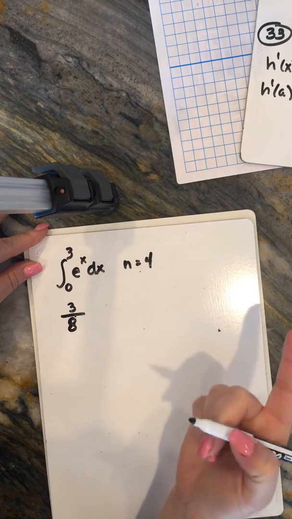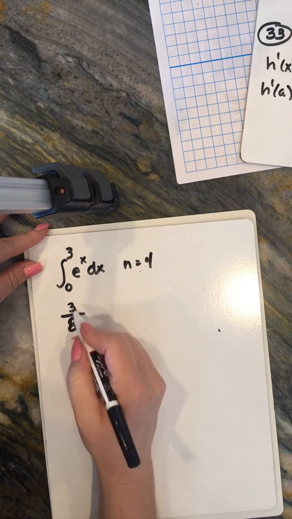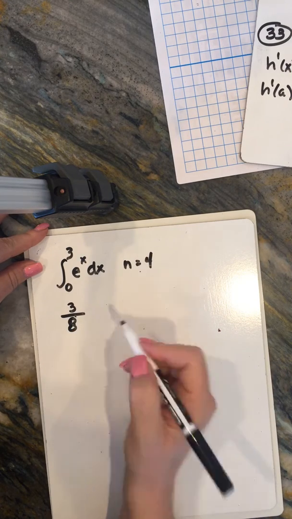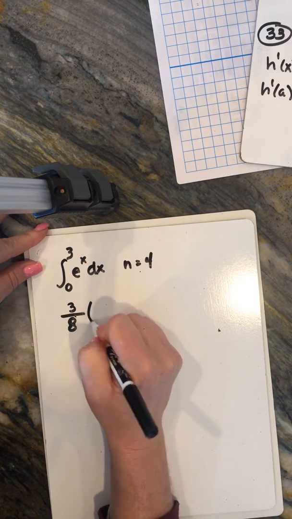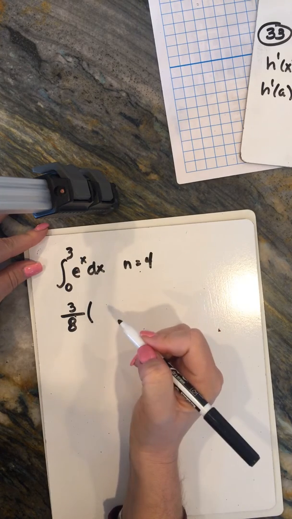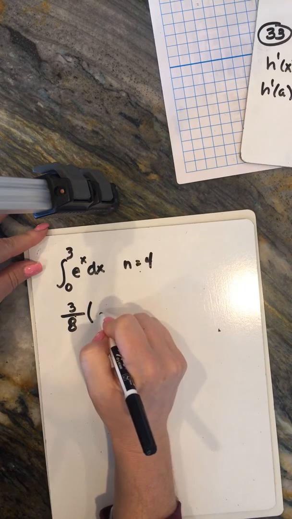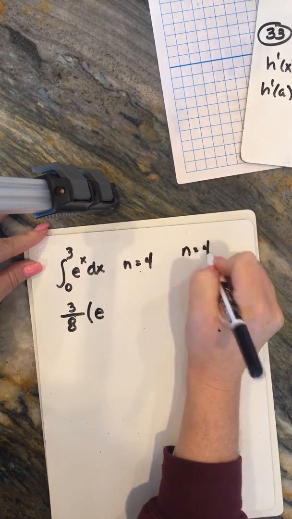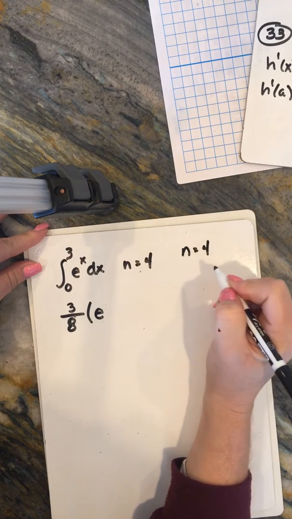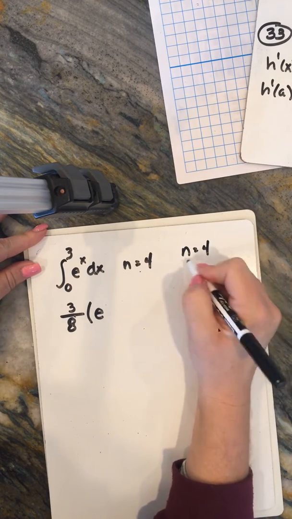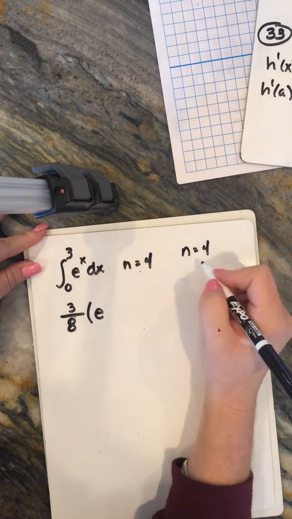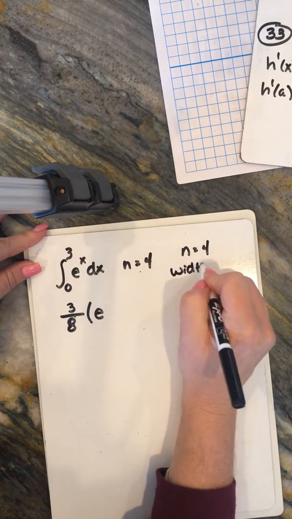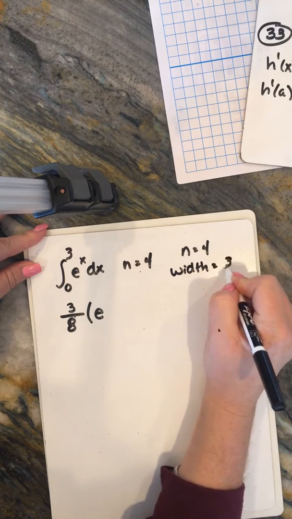So look up your trapezoidal rule, friends. If you're not sure how I got 3/8, go look and find the trapezoidal rule, write it down, and come back. And then we've got e to the 3/4. Well, if n is 4, and we're doing 4 subintervals, but we're going from 0 to 3, that makes each interval's width equal to 3/4.